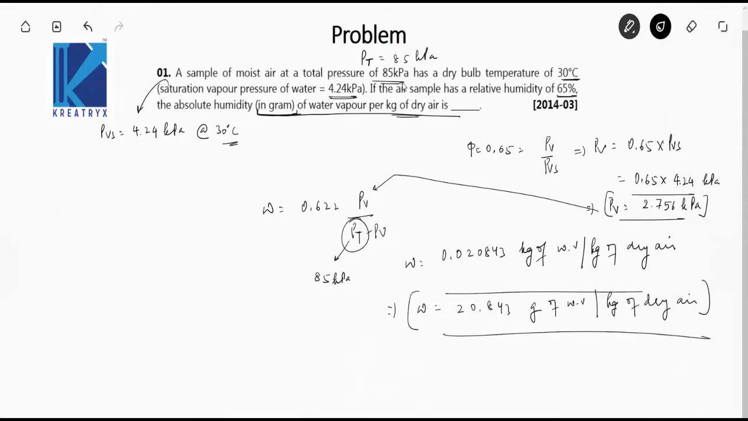The same type of question comes again and again in the exam. Okay, let's see the next question.